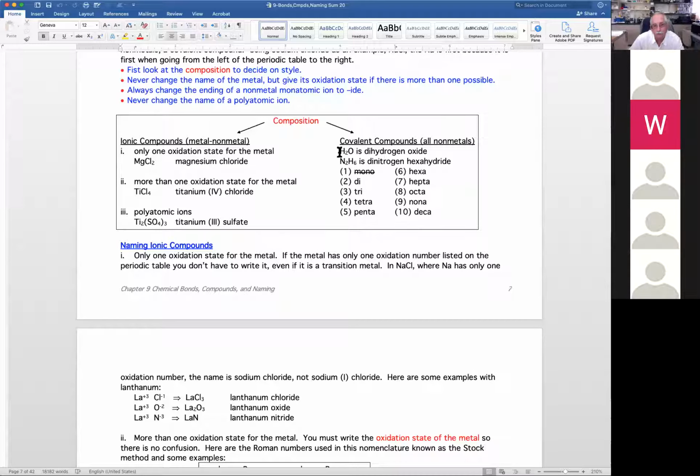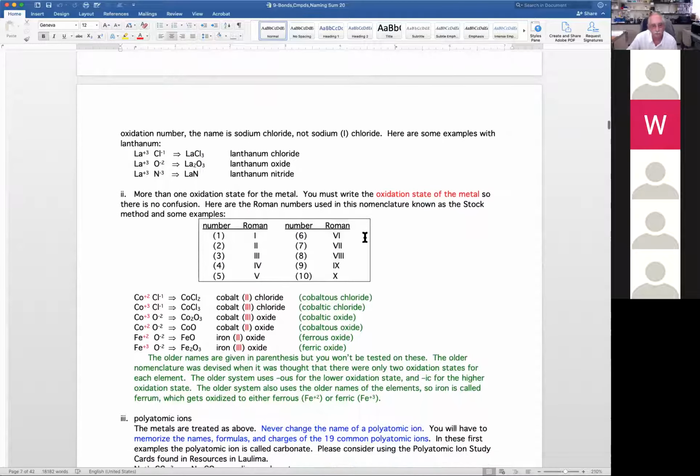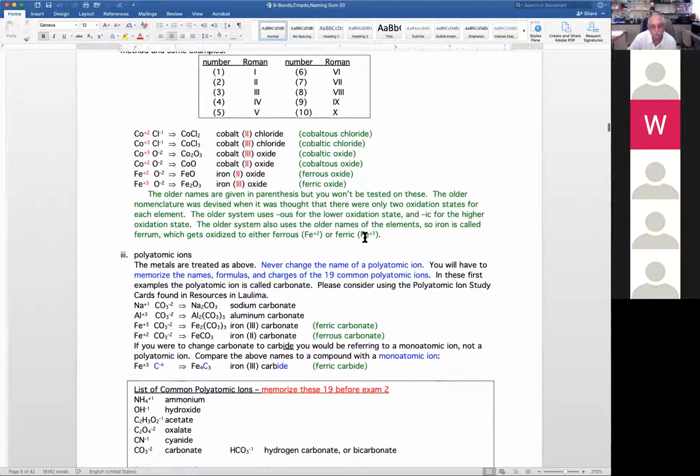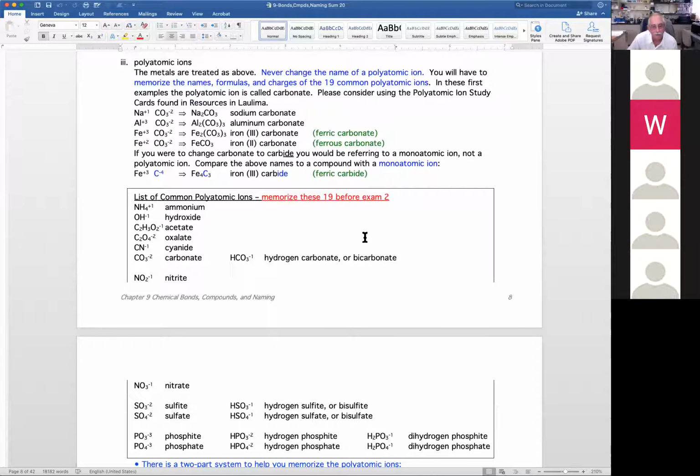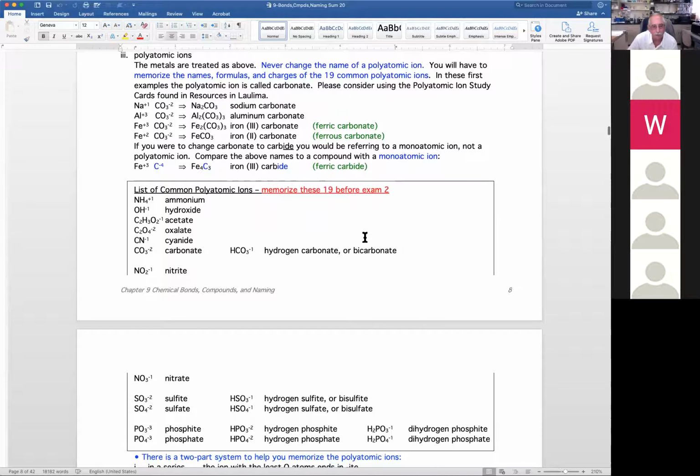So I hope you never forget this. Dihydrogen oxide is the systematic name for water. So then I gave a whole bunch of different examples, lots of examples. And then your problem may be memorizing the polyatomic ions.